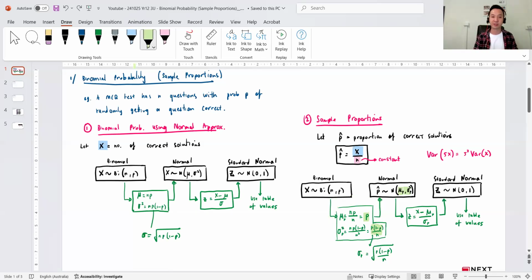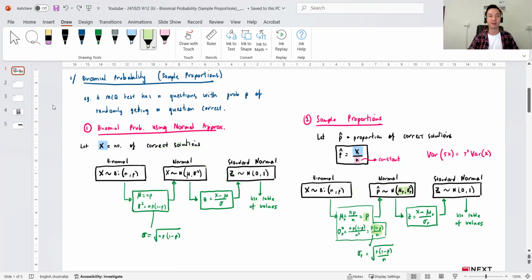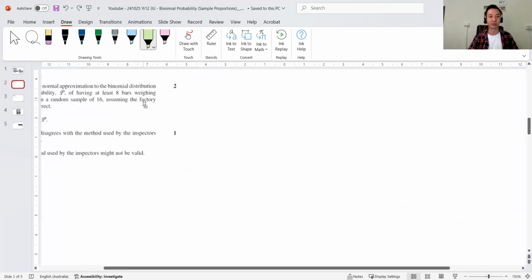But the process between the two, the only difference is the middle part, because the other parts, that's binomial, and this standard normal, they're exactly the same. We just need to get there. The journey is a bit different, right? Let's talk about that in context of the HSC question that I'm going to do now.